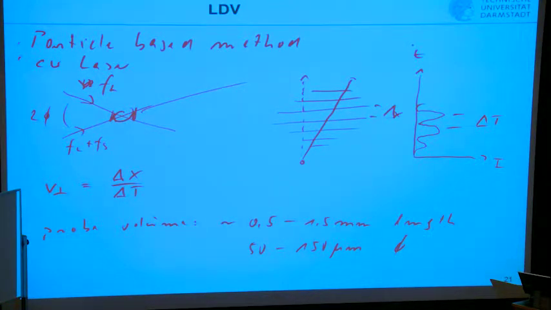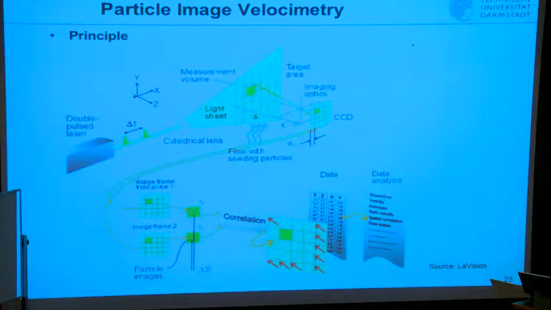Okay, it is limited to a small area, a point, and that's why it is taking a lot of time if you have a flame, because you have to go through the field pointwise. For that reason, particle image velocimetry is a technique that became something like a replacement of laser Doppler velocimetry, because it's much faster. So the principal idea is shown over here.